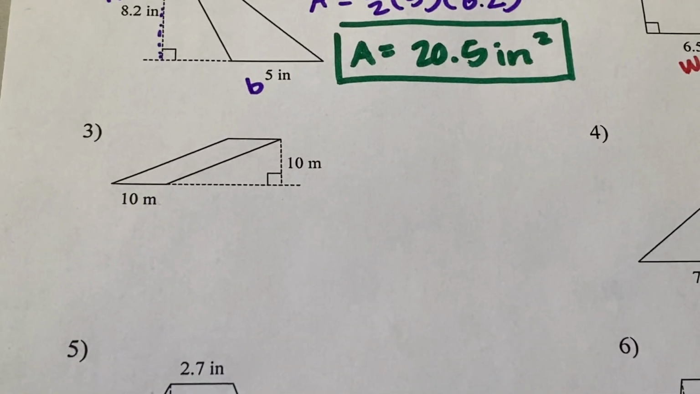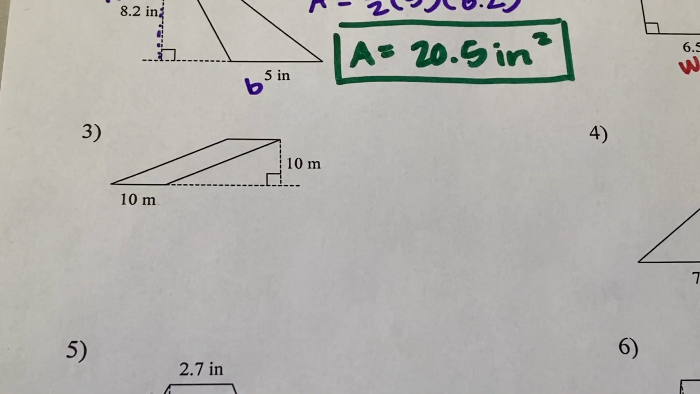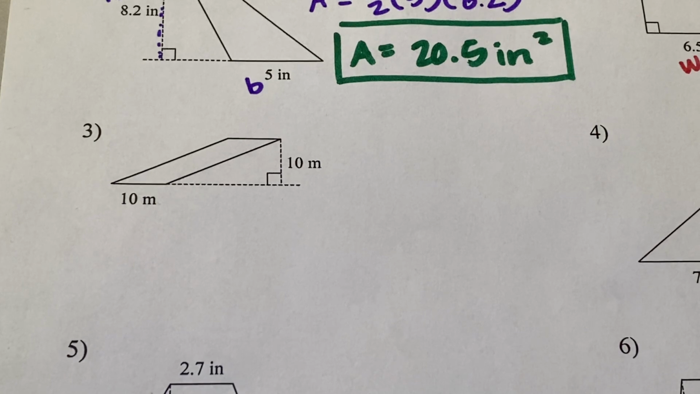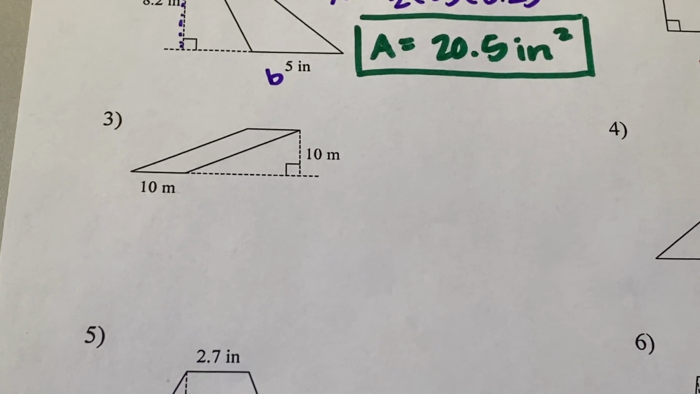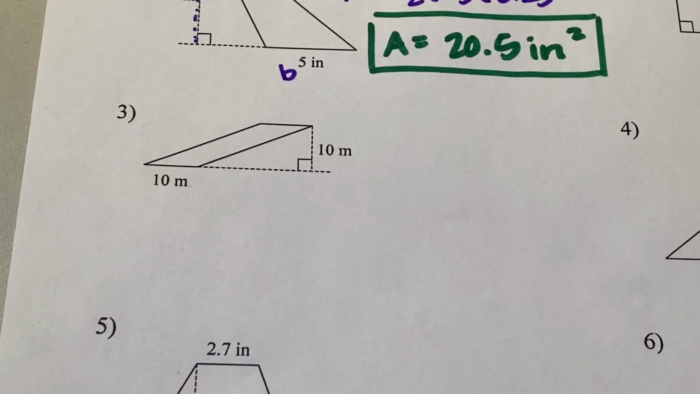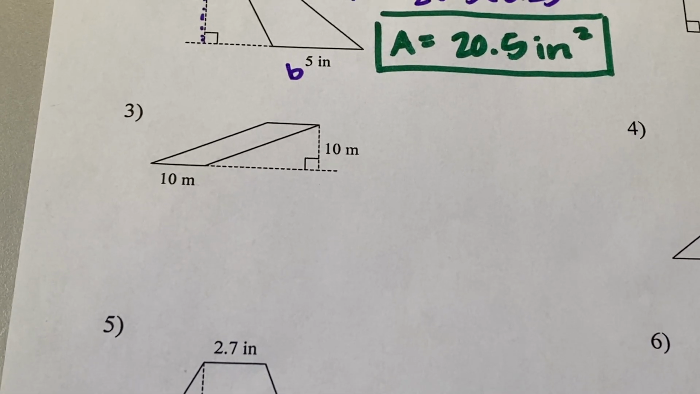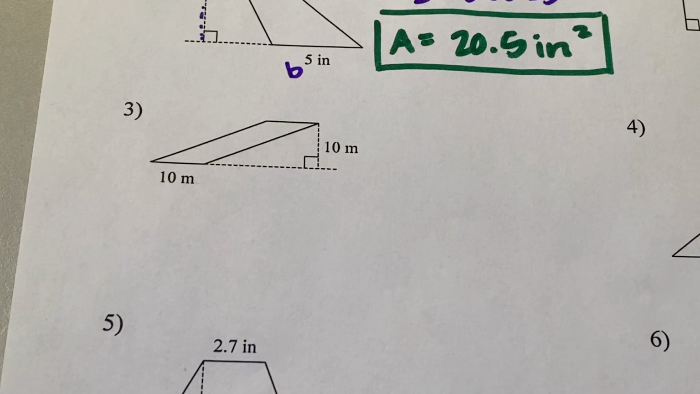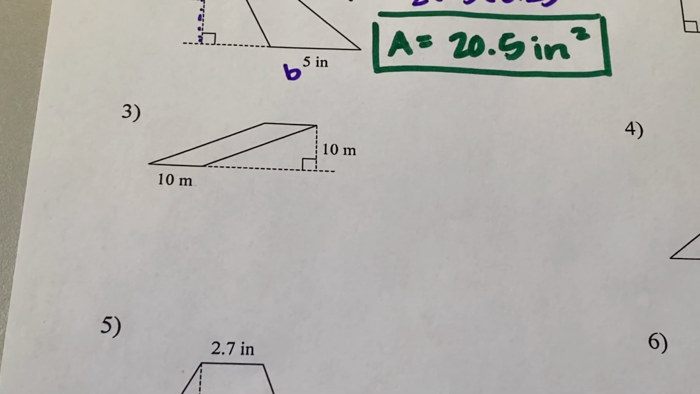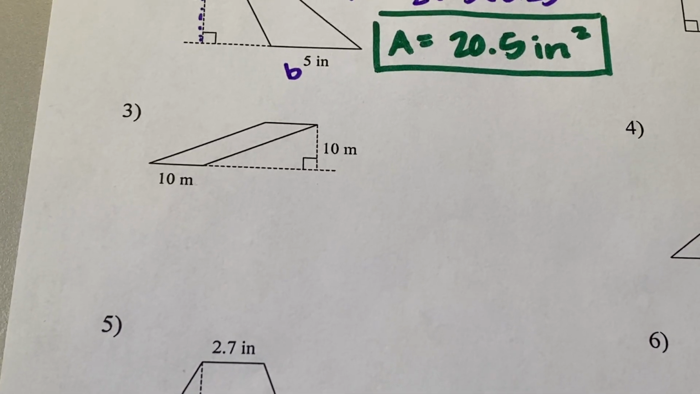Okay, number 3. This guy's kind of a weird one. He's not a rectangle. He's not a square. He is not a trapezoid. What is number 3? It's a four-sided shape, all of the sides are parallel to each other. What do you guys call that? Parallelogram. It's a parallelogram. Okay, do we need to know that? Not really.